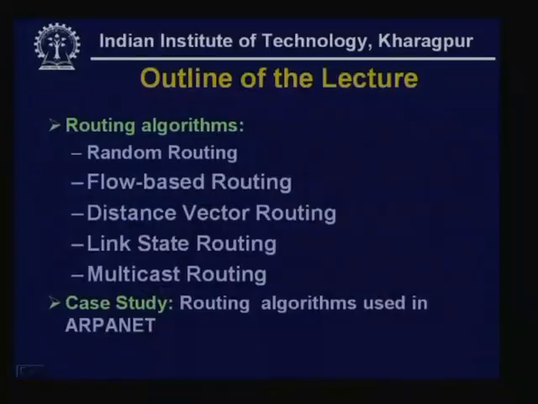So, in this lecture we shall continue our discussion on routing techniques, and here is the outline of today's lecture. We shall start with random routing, and then we shall consider flow based routing, which is again one kind of fixed or static routing technique. On the other hand, distance vector routing and link state routing belong to the category of adaptive routing. We shall also discuss multicast routing.